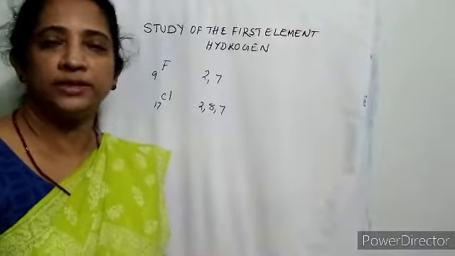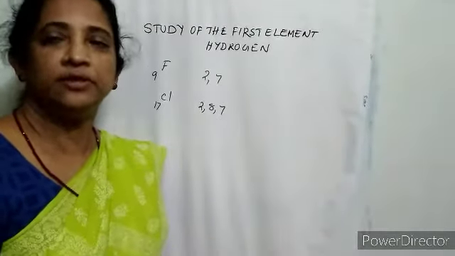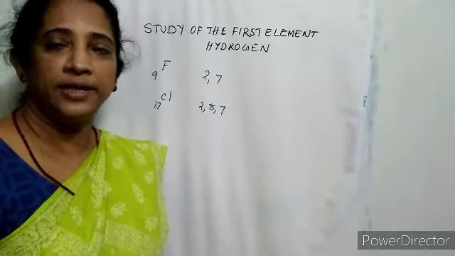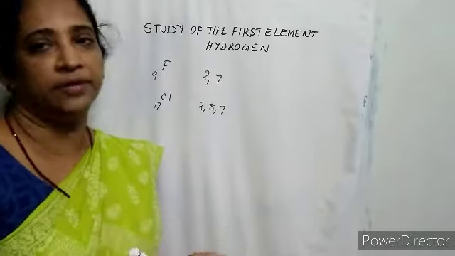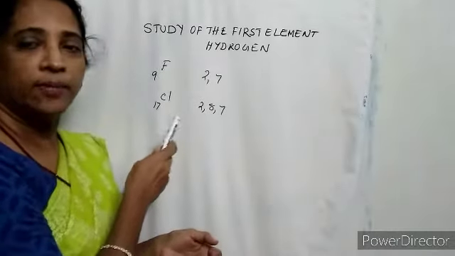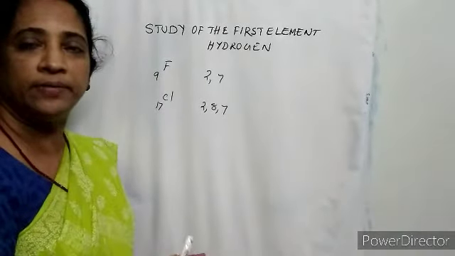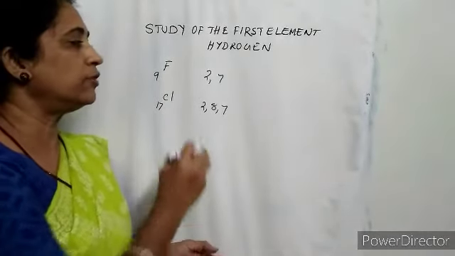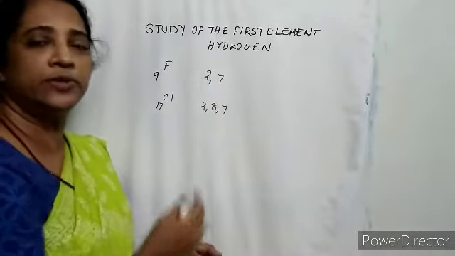Next we are going to discuss why hydrogen is placed along with the elements in group 17, that is, along with the halogens. For example, let us take two halogens, fluorine and chlorine. Fluorine is an element with atomic number 9, electronic configuration is 2,7. Chlorine has atomic number 17, configuration is 2,8,7.